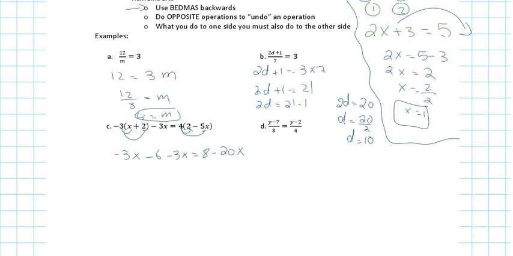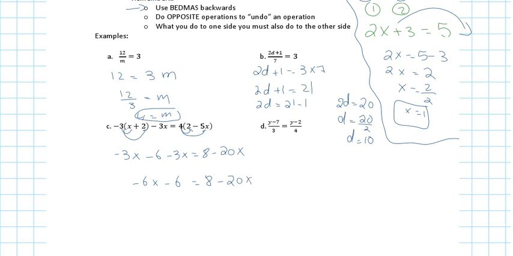Okay, let's collect like terms. But remember that I have to stick with my side, okay, for now. Do I have any like term on the left side? Okay, negative 3x and negative 3x, that gives me negative 6x. Now what do you want to do?